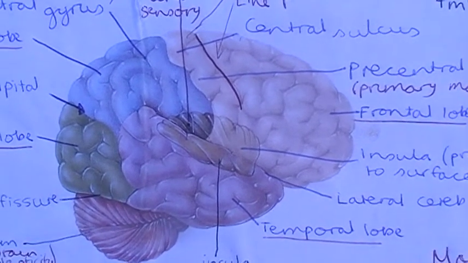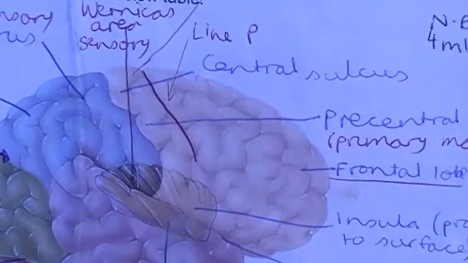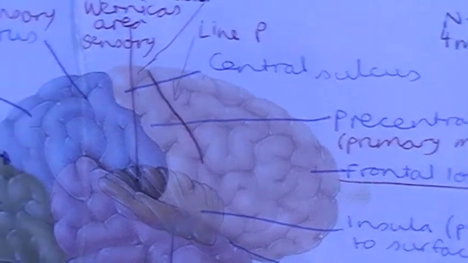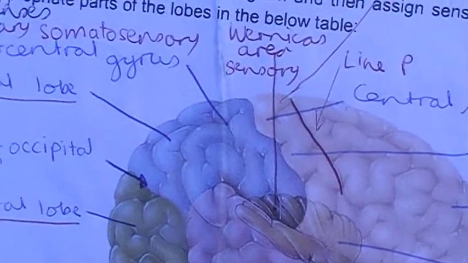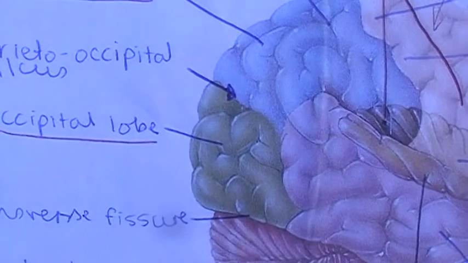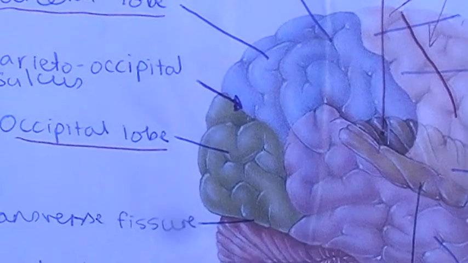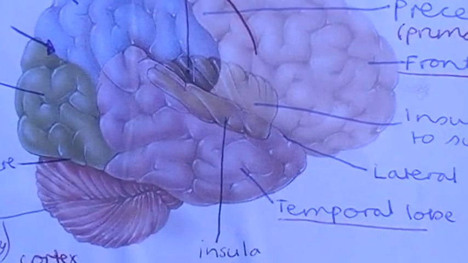This is our amazing brain. Frontal lobe, parietal lobe, occipital lobe, temporal lobe.